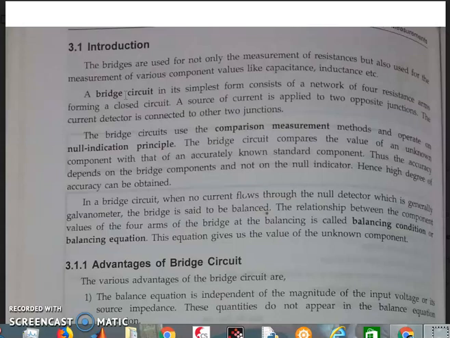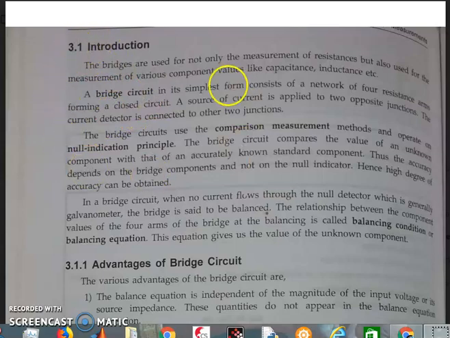In a bridge circuit, when no current flows through the null detector, which is generally a galvanometer, the bridge is said to be balanced. The relationship between the component values of the four arms of the bridge at balance is called the balancing condition or balancing equation. This equation gives us the value of the unknown component.